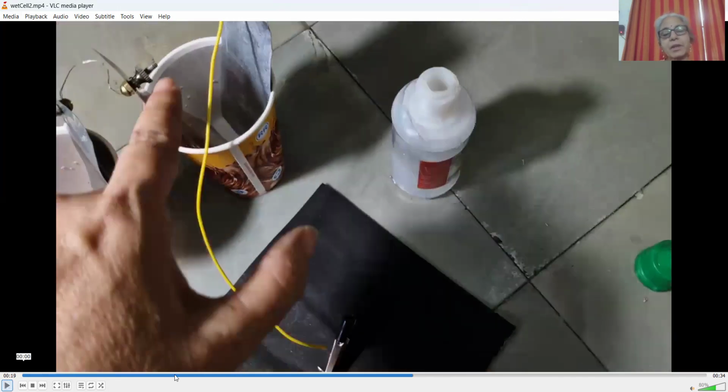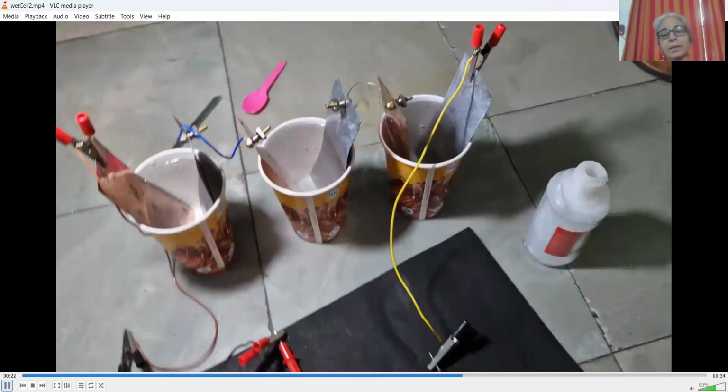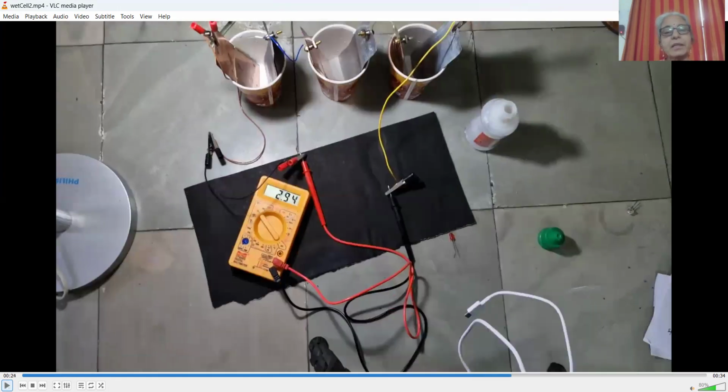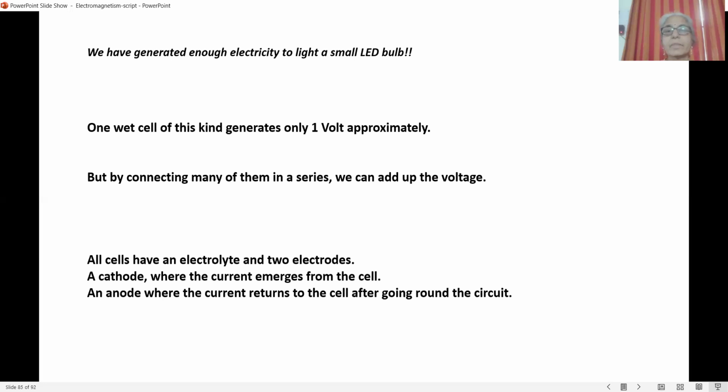I have connected the black terminal to the zinc plate, the red terminal to the copper plate, and the voltmeter has been switched on. It has been set to the voltage mode, and you can see a reading of 2.94, so almost 3 volts. So this is the voltage generated by these 3 cells. We have generated enough electricity to light a small LED bulb on our own. Isn't that exciting?